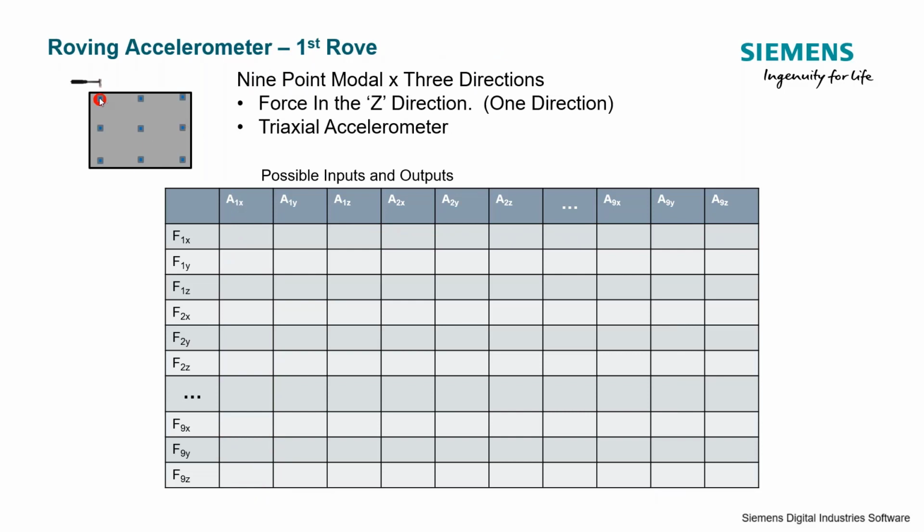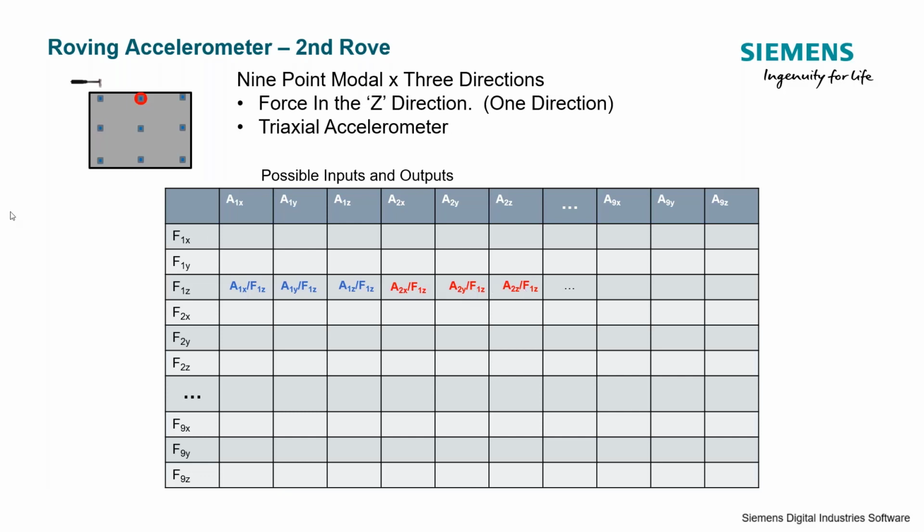To start off, I'm going to place my accelerometer at point 1, and I will impact at point 1. When I do that, I get this information in the table. And I should also mention that we're going to be impacting in the Z direction. I will then move my accelerometer to point 2 and perform an impact at point 1. So I now have this information in my table, A2X over F1Z, A2Y over F1Z, and A2Z over F1Z.